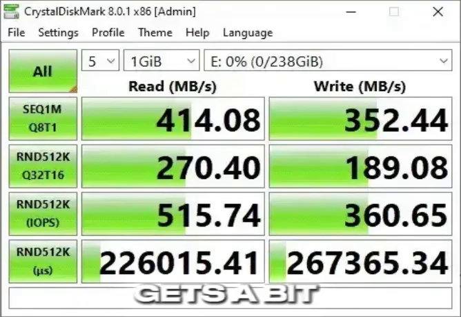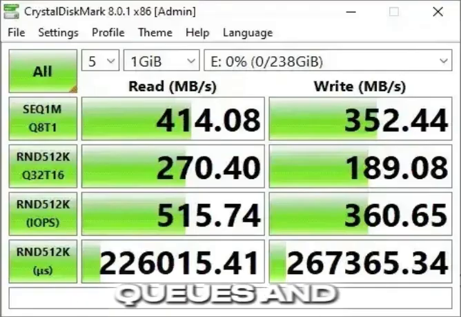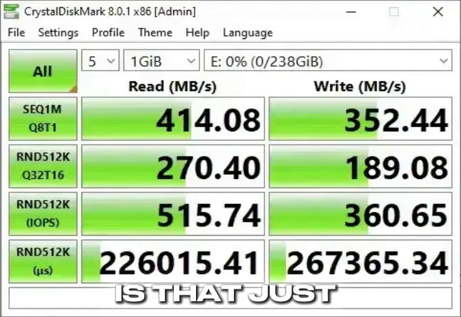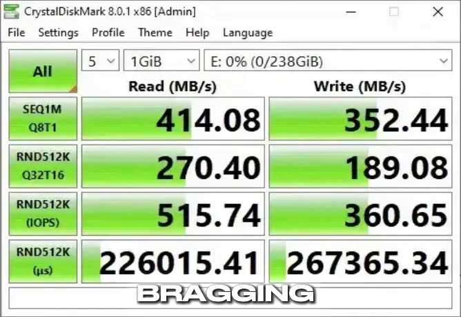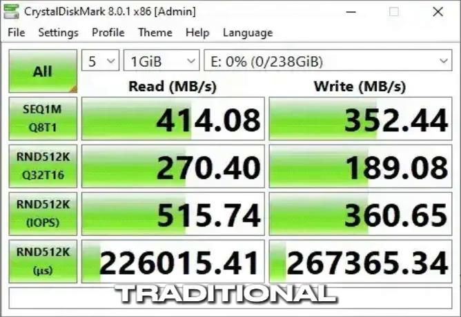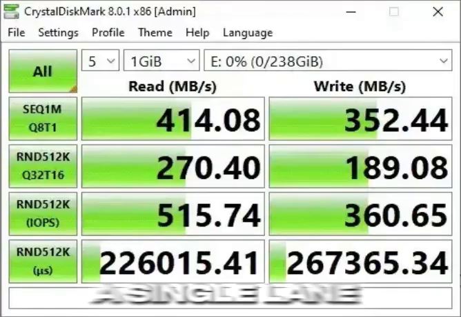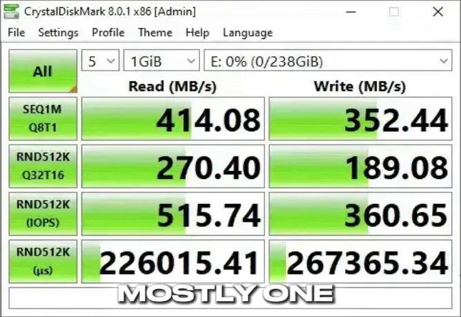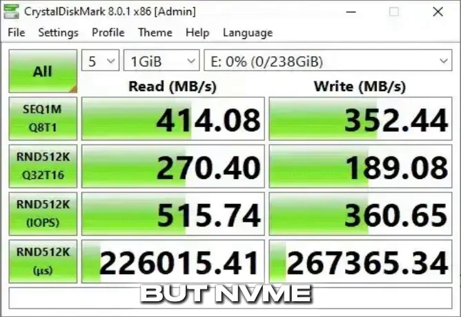Now, CDM also gets a bit more advanced. It lets you test with multiple queues and threads. For someone just learning about this stuff, why bother with those settings? Is that just for benchmark bragging rights? No, not at all, actually. It's really vital for properly testing modern SSDs, especially NVMe drives. See, a traditional SATA drive is kind of like a single lane road. It handles requests mostly one after the other. But NVMe drives are built for parallel processing.